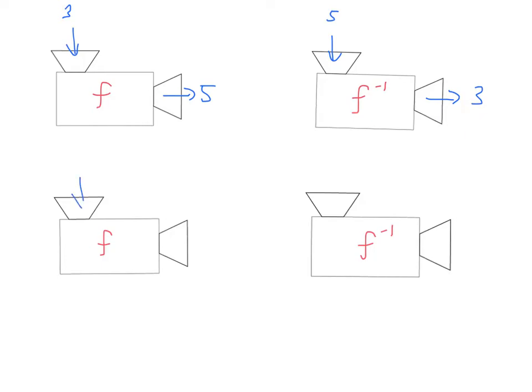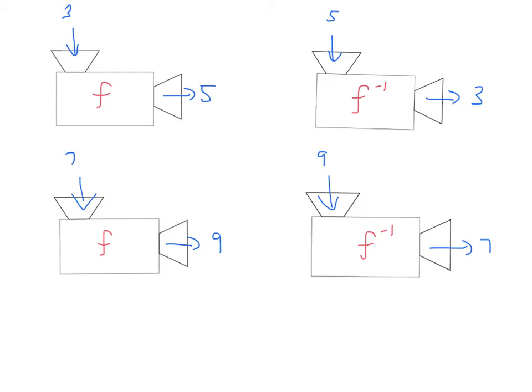Right? Or if I were to input 7 into the original function and get an output of 9, well, for the inverse, that would mean if I input 9, I get back 7. Right? It just undoes what the original function did. Okay? In function notation, how would this look?